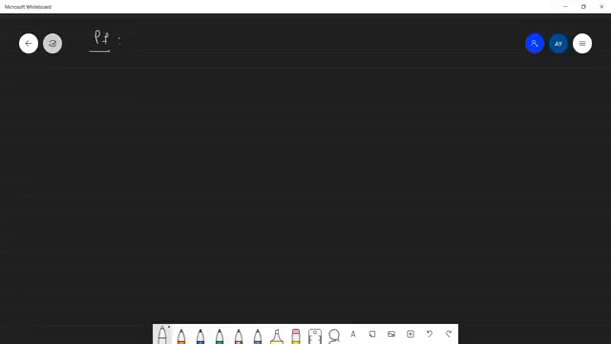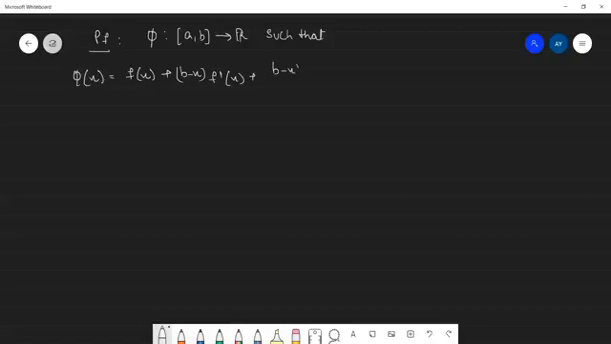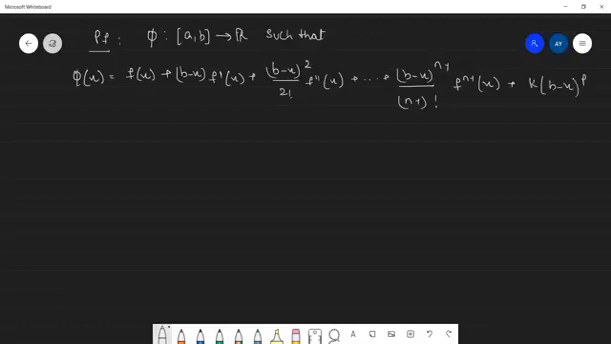So even here we are going to define a function phi. Let us define a function phi, mapping from [a, b] to R, such that phi of x is equal to f of x plus (b minus x) into f dash of x plus (b minus x) whole square by 2 factorial into f double dash of x, plus so on up to (b minus x) whole power n minus 1 by n minus 1 factorial into f power n minus 1 of x, plus some constant k into (b minus x) whole power p. So I'm just defining this phi of x like this. Now let us choose k, where k belongs to the real numbers R.